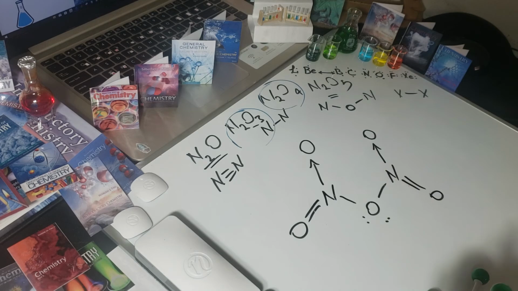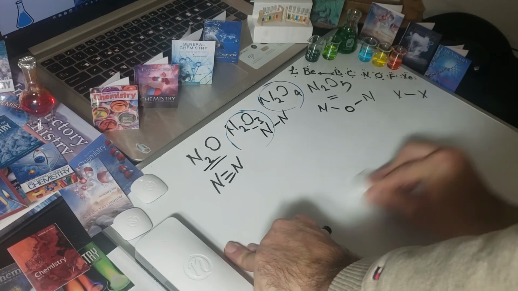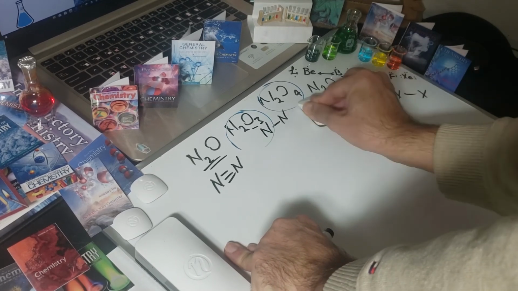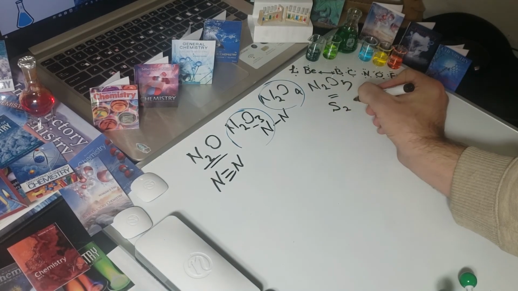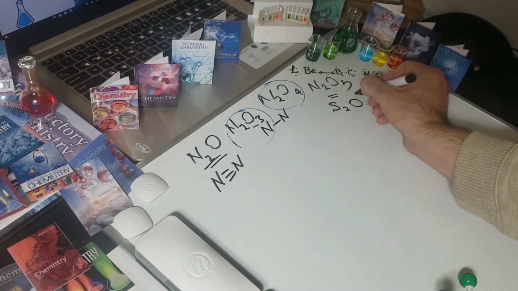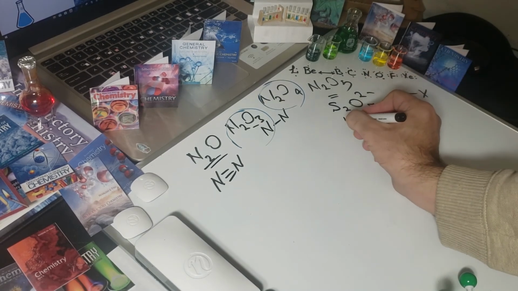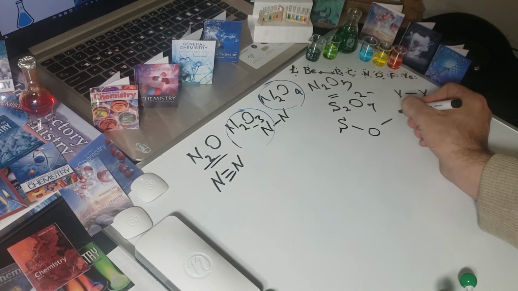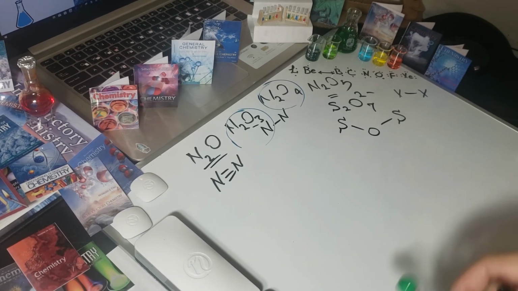I'm also going to talk about one final example before I finish, and that's going to be another molecule with a central oxygen joining two atoms: S2O7, my bad, double minus. Okay, and for this I'm going to tell you that it is just like the nitrogen one that you have, S-O-S. Okay, so that's the exact same story.